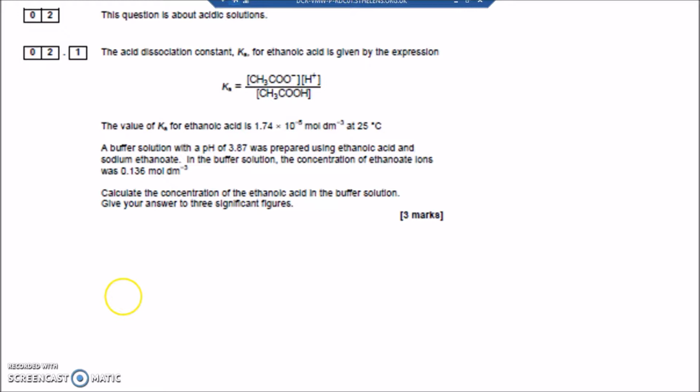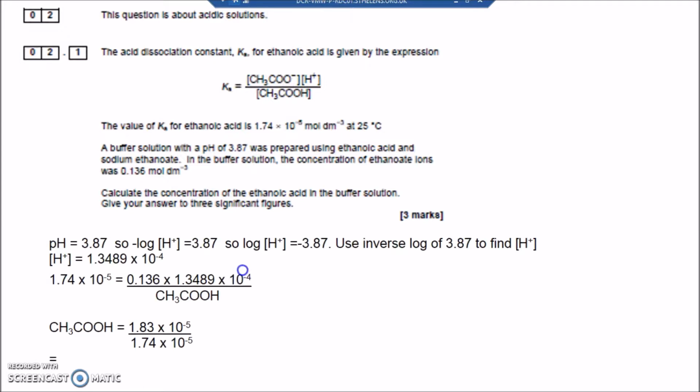So why have I been given 3.87? The only reason I've been given a pH of 3.87 is because pH is minus log to the base 10 of hydrogen ion concentration. They want me to use the pH to work out H+ concentration. So that's the first thing that they want me to do.